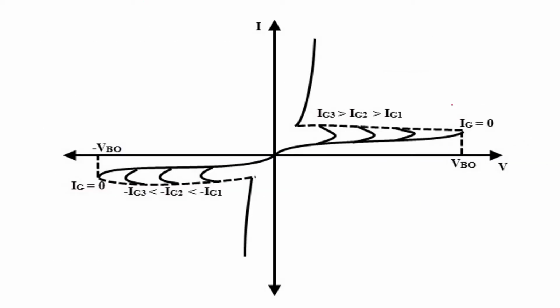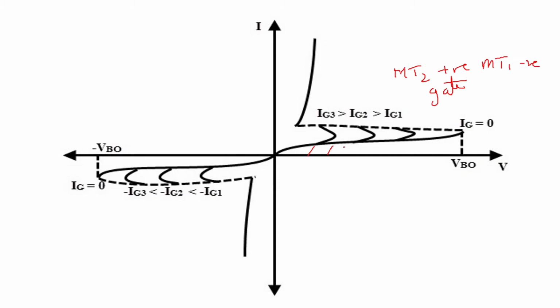If you see the VI characteristics of triac, you can see here the x-axis is taken as voltage and the y-axis is taken for current. Okay, so if you don't give any gate pulse, and if you make MT2 positive with respect to MT1, so here you can take this as MT2 positive, MT1 negative, then in this case, if there is no gate pulse, initially the current will be very small.